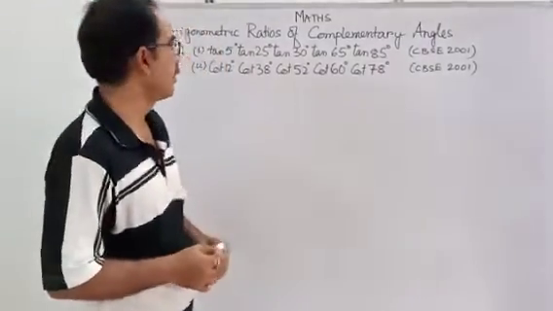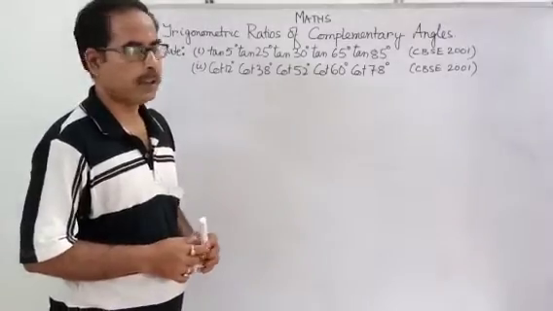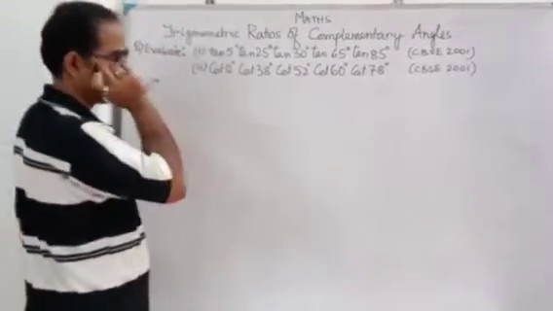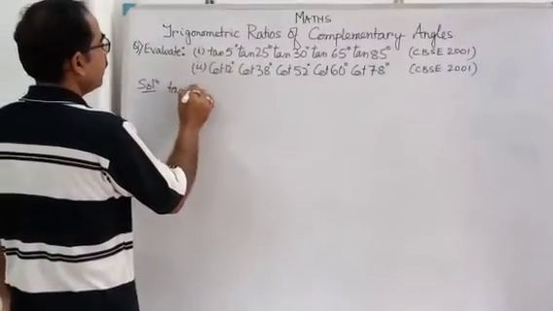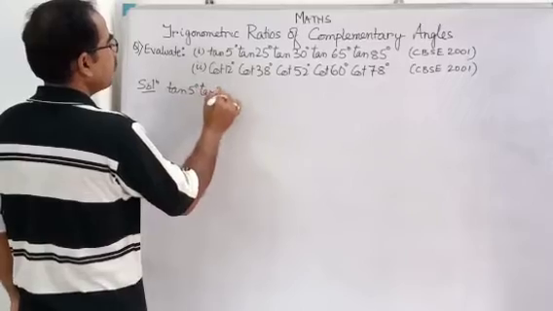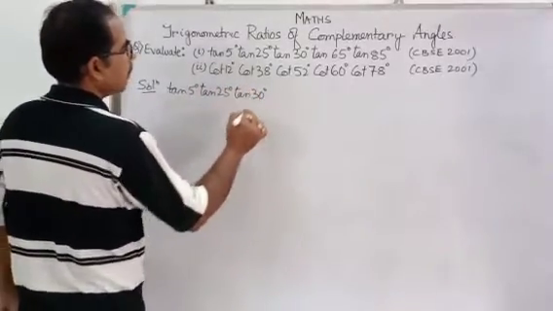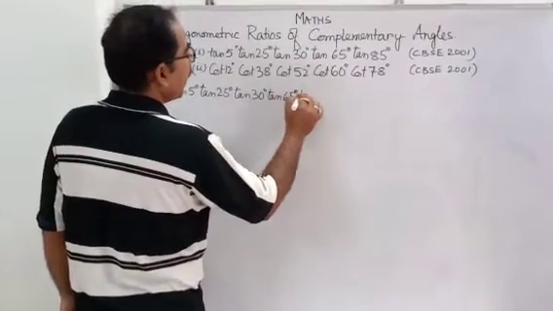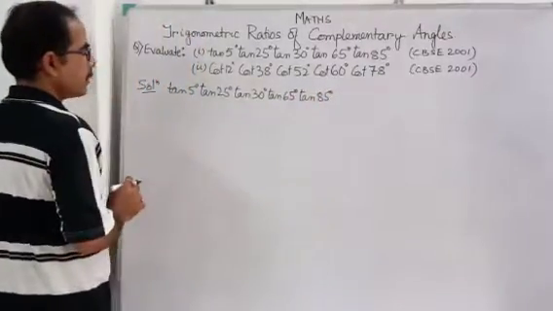Okay, students, so now look at here, two more interesting questions I have taken. Already it came in the board exam also. So let us start the first one. The first one is what? Tan 5 degree, tan 25 degree, tan 30 degree, tan 65 degree, and tan 85 degree. We have to find the value of this.